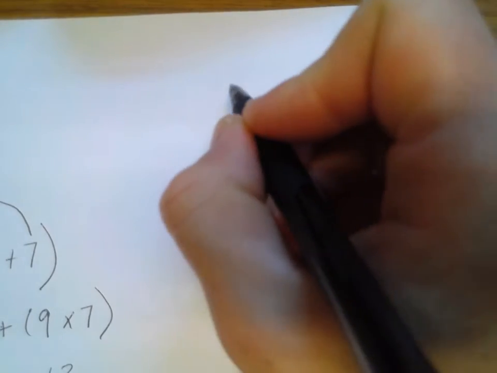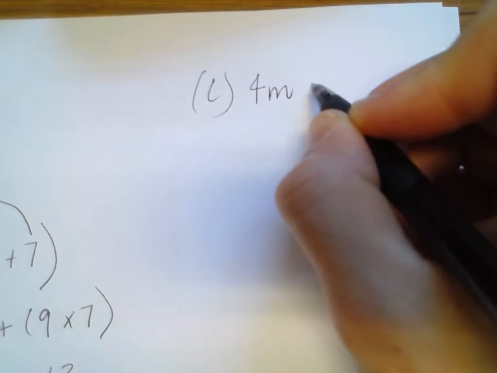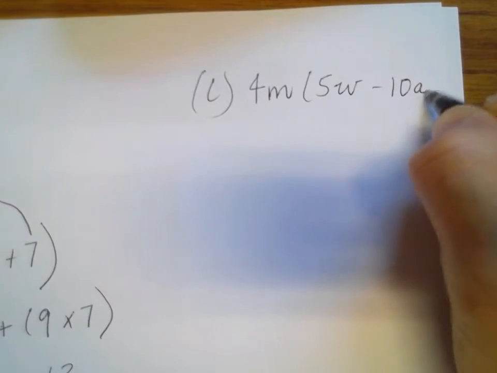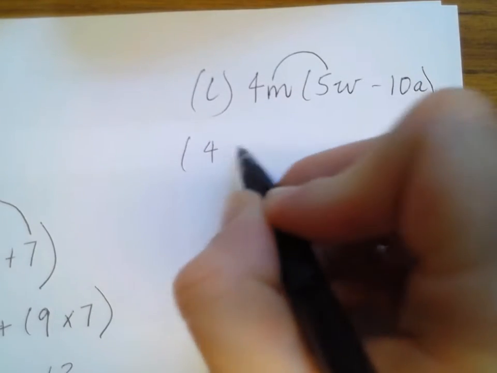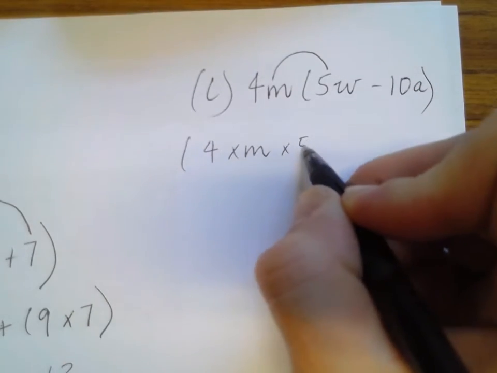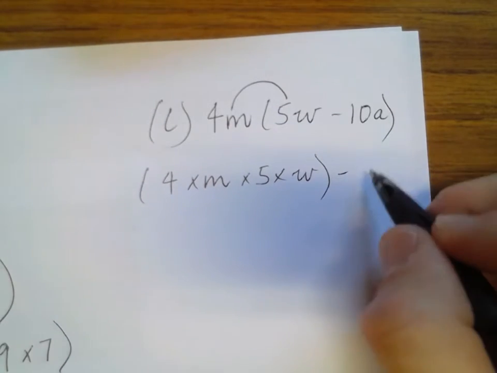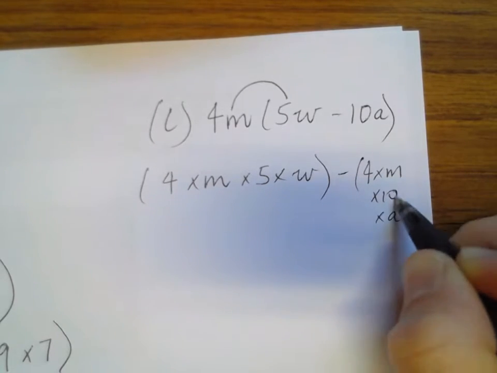Okay, we'll find one more from question 7. Question 7, we'll go with maybe L. L reads 4m(5w take away 10a). So if you distribute 4m to the first part of the bracket, it becomes 4 times m times 5 times w. Take away, this time make sure you take note of the operation up there, 4 times m times 10 times a.